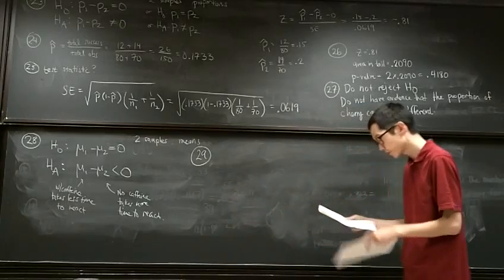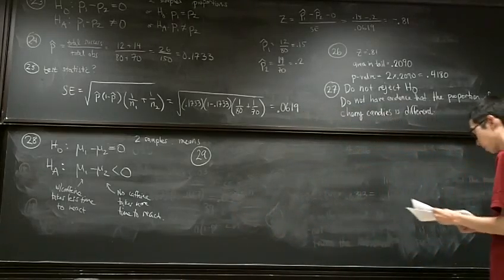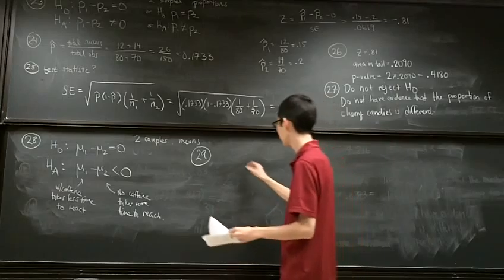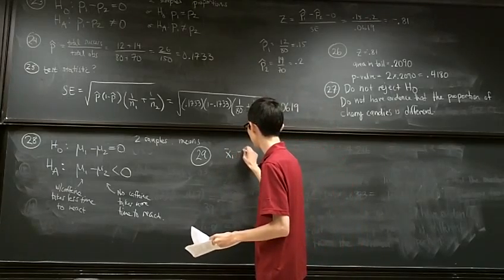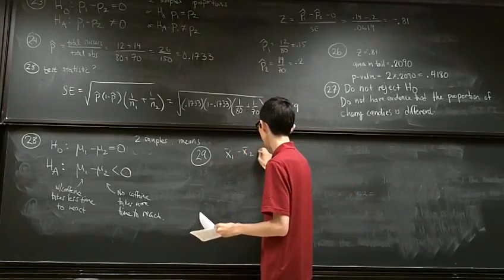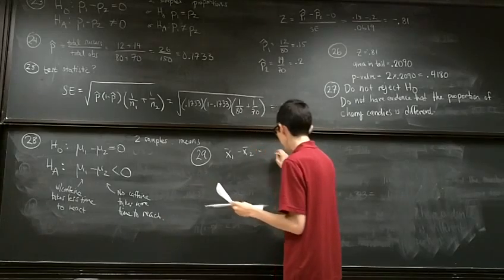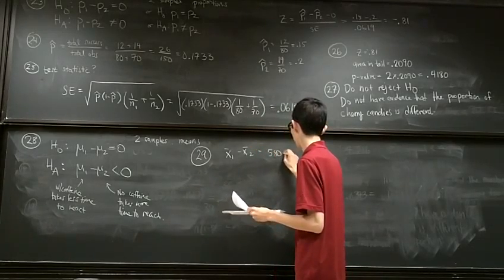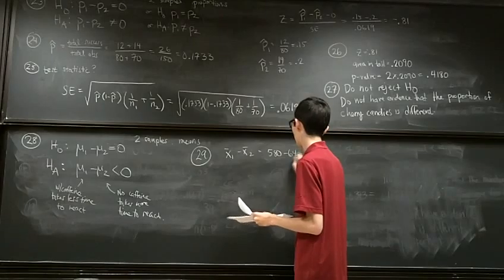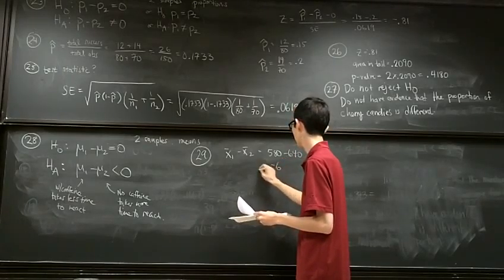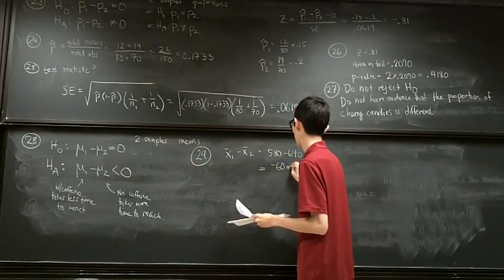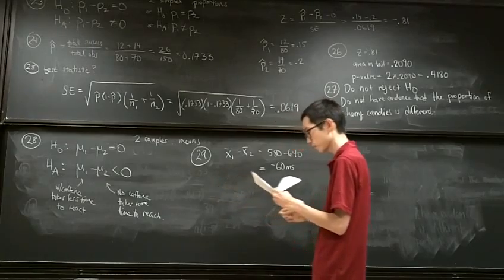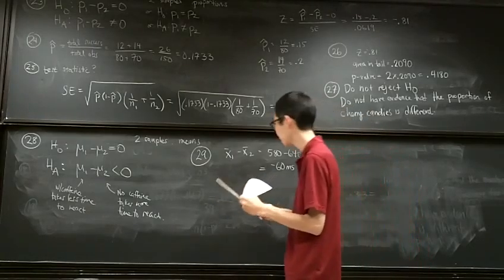Alright, so what is the observed difference in means? Okay. So here we're going to do x bar 1 minus x bar 2. And so that's 580 minus 640. I have negative 60 milliseconds. That's my answer 29.